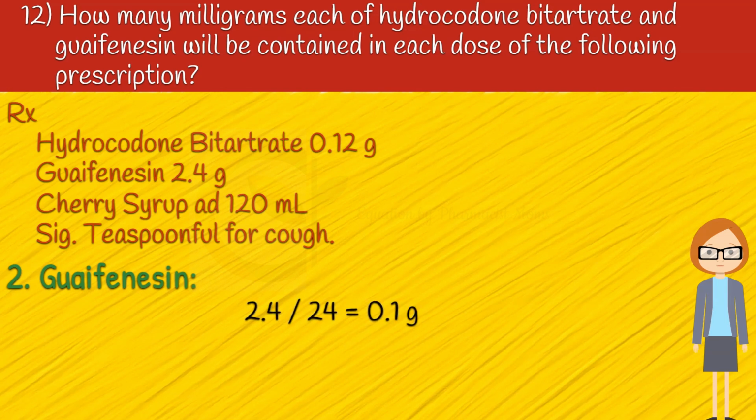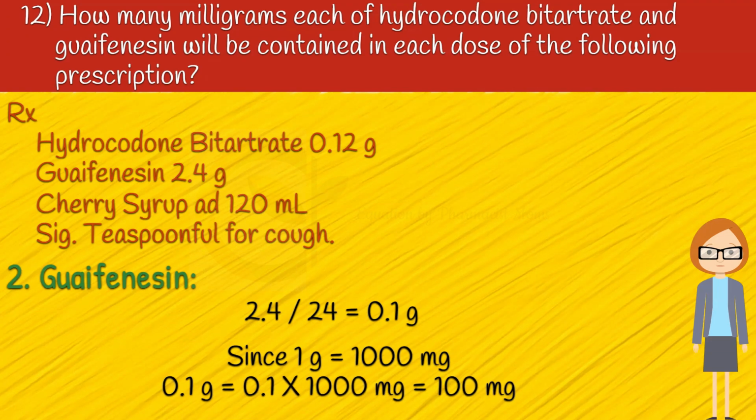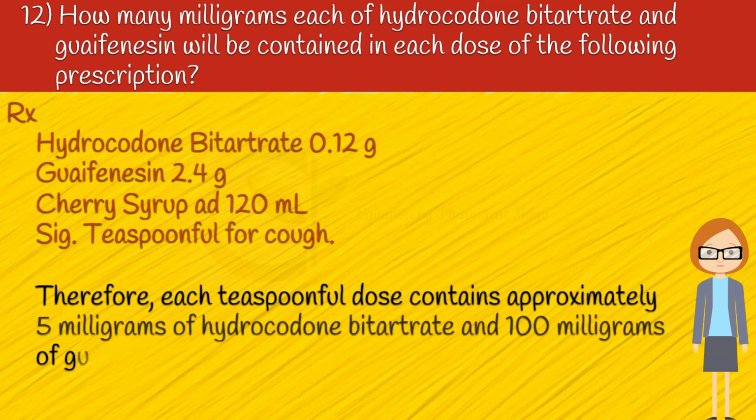Let's calculate the milligrams of guaifenesin contained in each dose by dividing amount of guaifenesin by number of doses. Now, we need to convert grams into milligrams. Since 1 gram is equal to 1000 milligrams, 0.1 gram is equal to 100 milligrams. Therefore, each teaspoonful dose contains approximately 5 milligrams of hydrocodone bitartrate and 100 milligrams of guaifenesin.